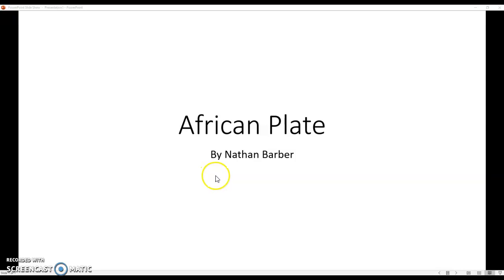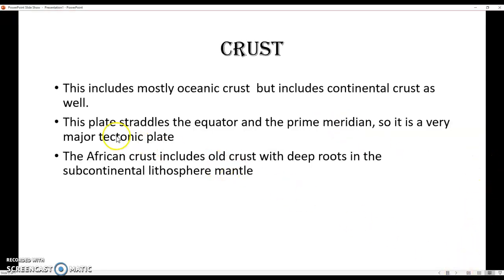So for this week's presentation, we're going to be talking about the African plate. So we're going to be talking about the crust first. The crust is mostly oceanic, but also includes continental crust as well. This plate straddles the equator and the prime meridian, so it is a very major tectonic plate. The African crust includes old crust with deep roots in the subcontinental lithosphere mantle.